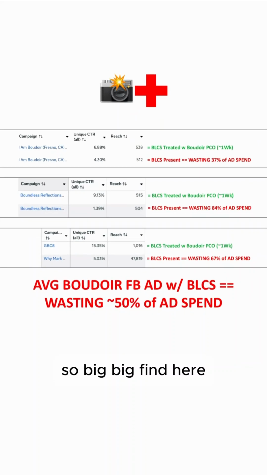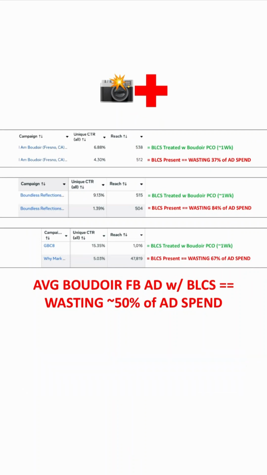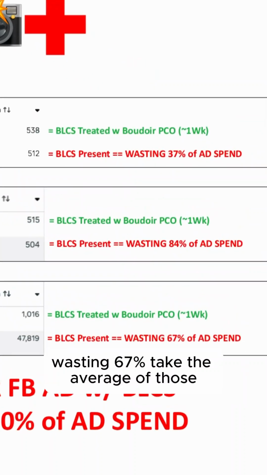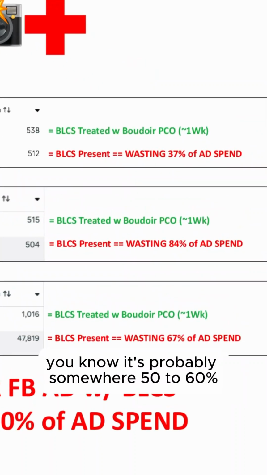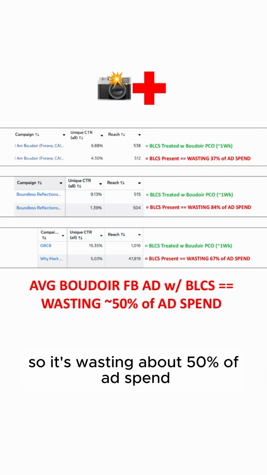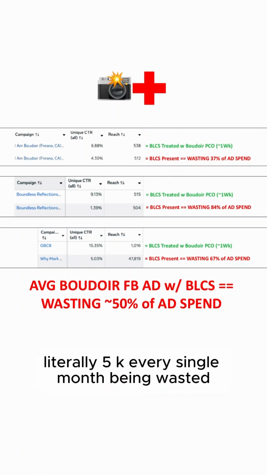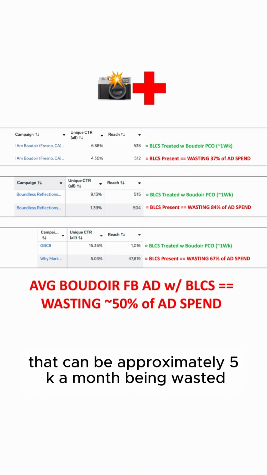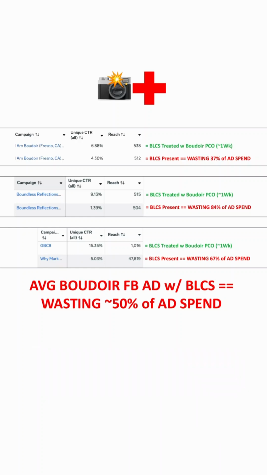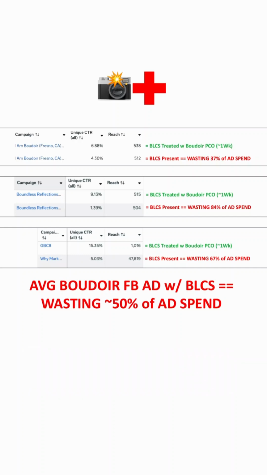So, big find here. The average Boudoir Facebook ad with BLCS is wasting about 50% of its ad spend. So, I mean, look at the numbers here. We got wasting 37%, wasting 84%, wasting 67%. Take the average of those, it's probably somewhere 50 to 60%. So the average Boudoir Facebook ad is wasting about 50% of ad spend. So if they're spending more than 10 grand a month on Boudoir Facebook ads, literally 5K every single month is being wasted. That can be eliminated, and that'd be like 60K back in their pocket over the next year.